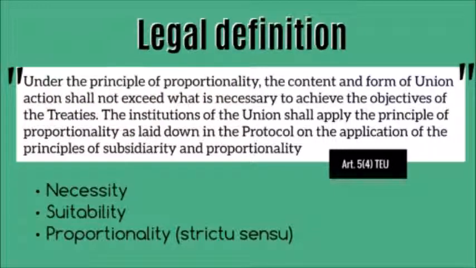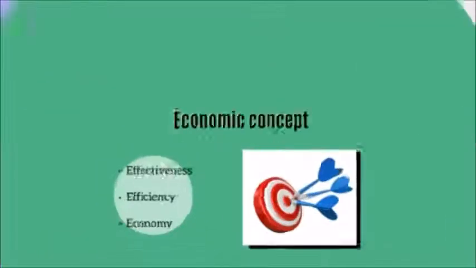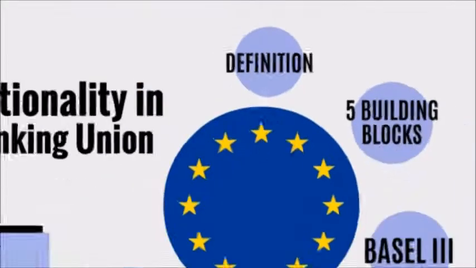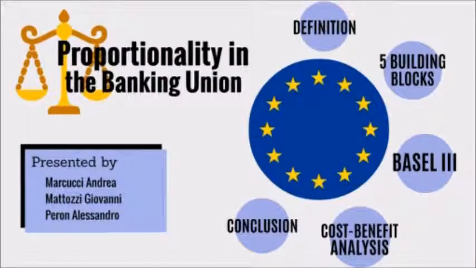From an economic point of view, the concept of proportionality can be summarized with three words: effectiveness, in the sense that the regulatory measures should have a real impact on the problems that they have to tackle; efficiency, in the sense that the effective purpose must be achieved with the lowest possible costs; and finally, economy, which means considering whether there might be potential wider costs for the economy as a whole.